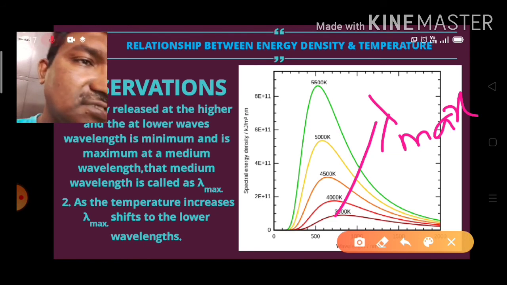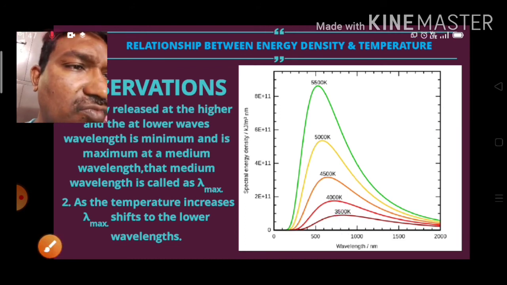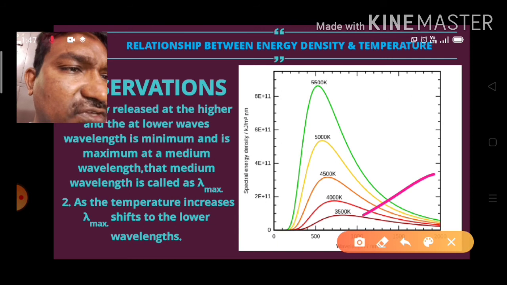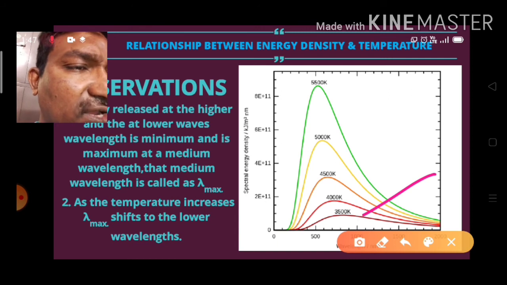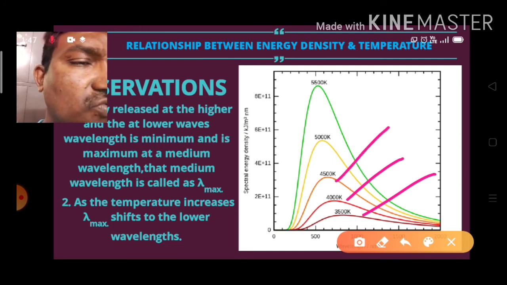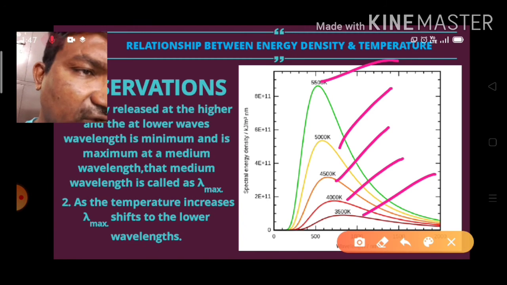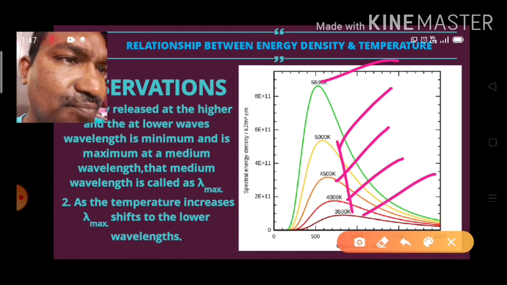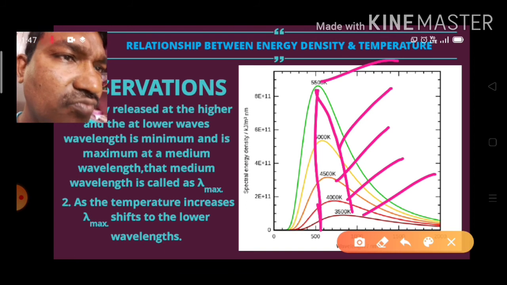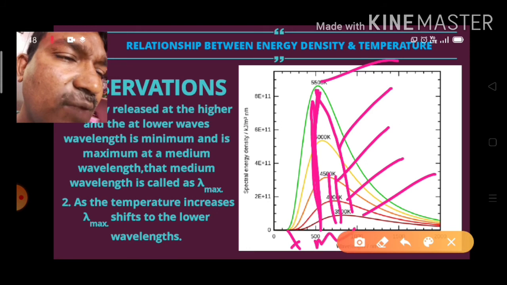And the second observation is that, look here, the temperature of the first curve is 3500 Kelvin, and this is the graph drawn at 4000 Kelvin temperature. This is at 4500 Kelvin, 5000 and 5500 Kelvin. By looking at this graph, we can say that as the temperature increases, the lambda maximum shifts to the lower wavelengths.